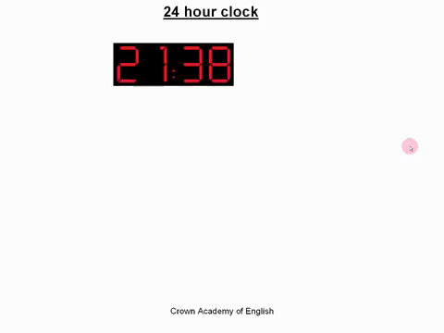The 24-hour clock. So this is the 24-hour clock. I am sure you have already seen this. It is a different way of telling the time. It is a different system for the time. So for example, here, this is the same as 9:38 PM.